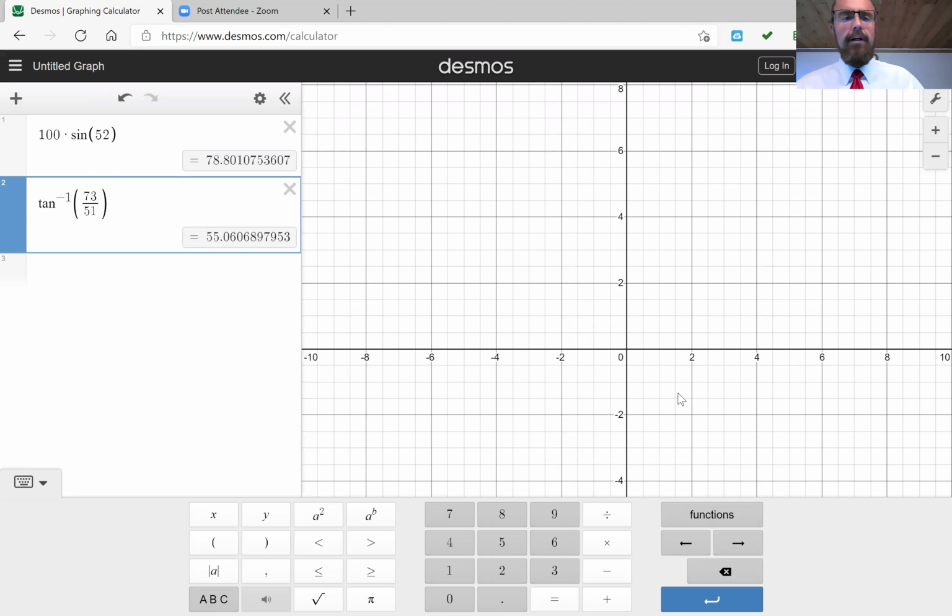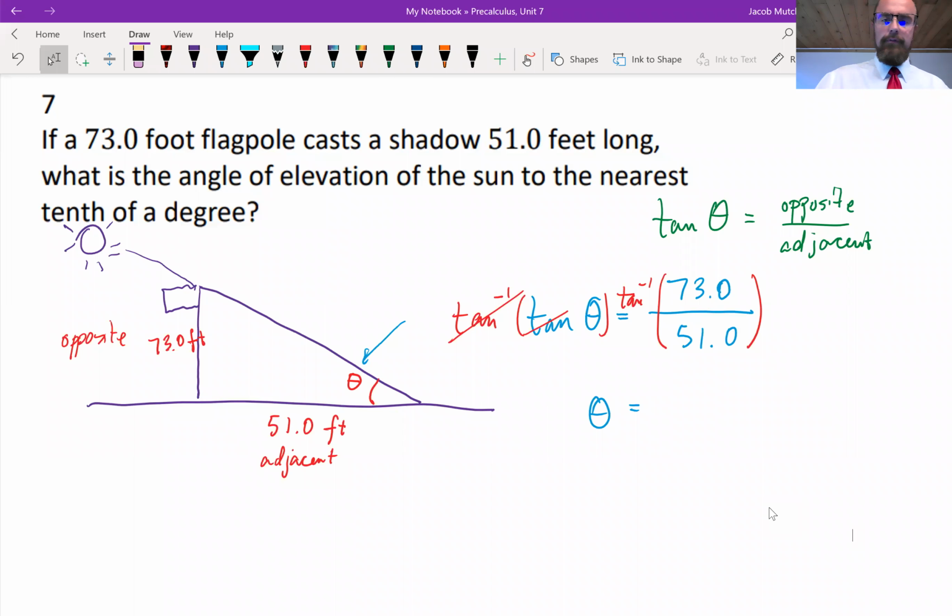We'll round to 55.06. Heading back to the note screen to finalize that answer. In fact, I see our units here are rounded to the tenth, so we'll go 55.1 degrees.